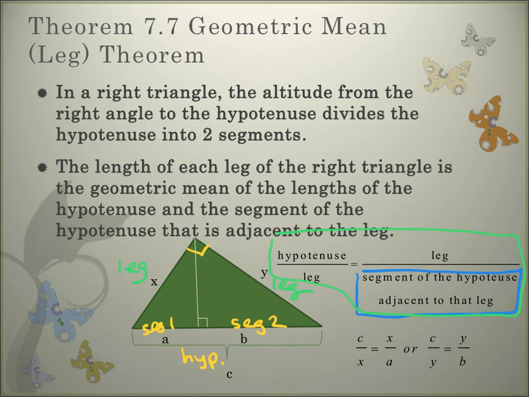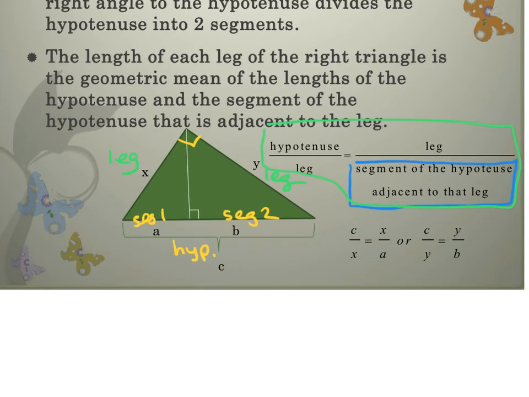notice I have 2 legs in my picture. So from this proportion, I can actually solve 2 separate proportions, one for each leg. So Y is blue, and its segment of the hypotenuse that's adjacent would be segment 2. The segment adjacent to leg X would be segment 1.